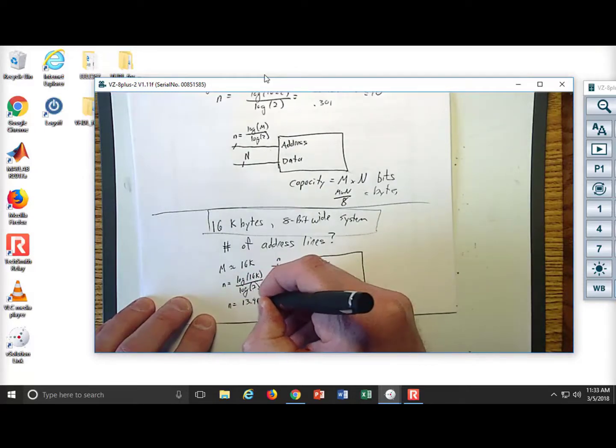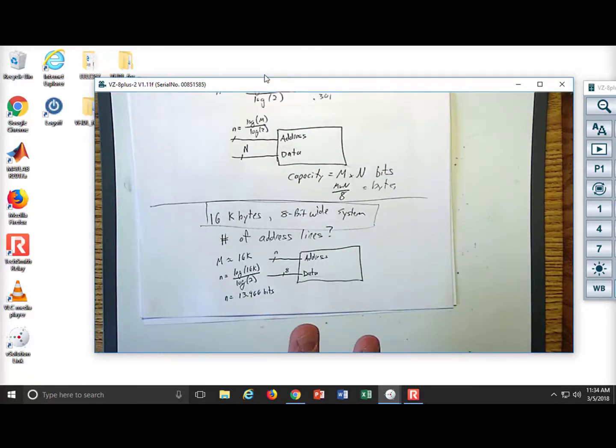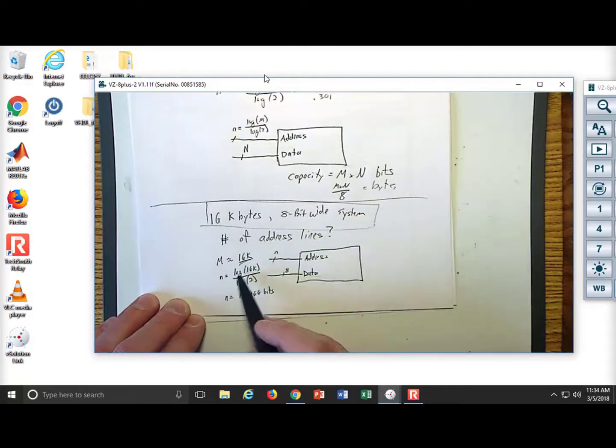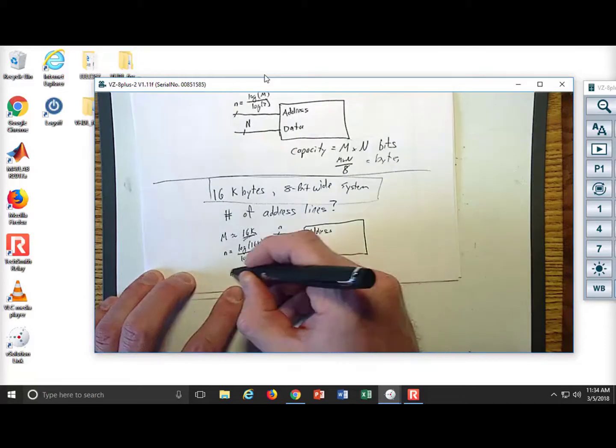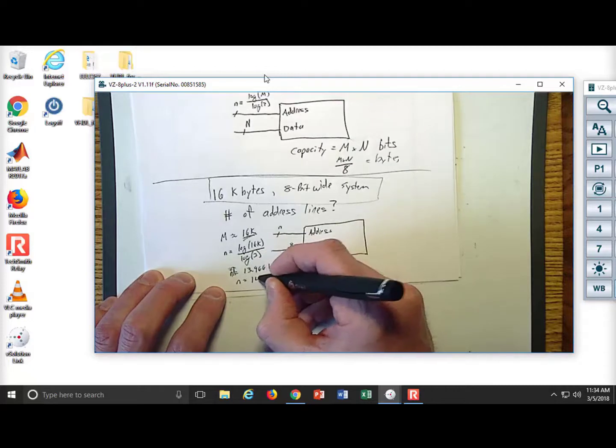13.966. 13.966 bits. Let me check your math there. Correct. Now you go, dude, what's 0.966 bits? What's that have to do with anything? That is nothing more than accounting for the fact that it's not exactly 16,000 address locations. That's just rounded down. So if I rounded that up, I would say, you know what, the n is really 14 bits.